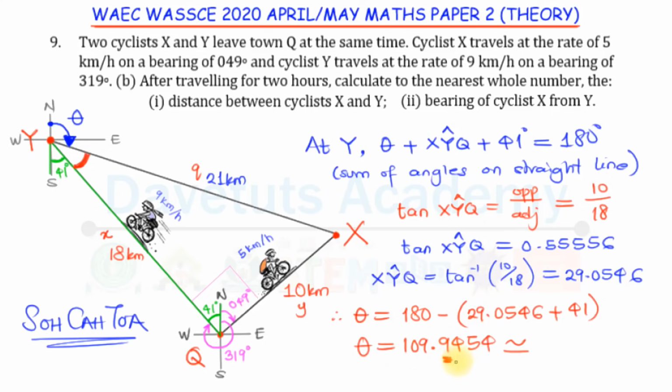And if we take 9, we are going to round it up to 1 and add that 1 to the initial number before it, and that is 9 here. That 9 plus 1 is 10. So what we are going to have is 110. Okay, so this is approximately equal to 110 degrees. So the bearing of cyclist X from Y, here our theta, is nothing but 110 degrees.